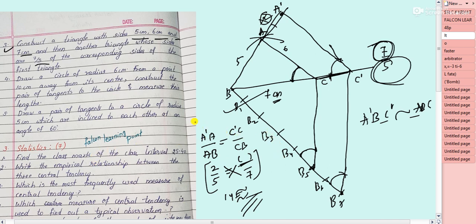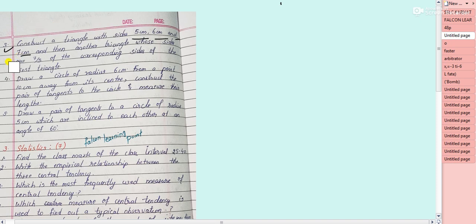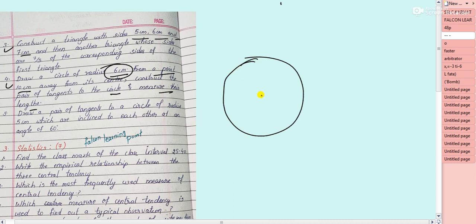Moving to the next question. So the question says: draw a circle of radius 6 cm and a point 10 cm away from it. Construct a pair of tangents to the circle. Measure their length. So draw a circle of radius 6 from here. Now from a point 10 cm away from the center, measure a length of 10 cm. Since this is 6, this will be 4. Now this is P. From here you have to join on this circle to mark the tangent.